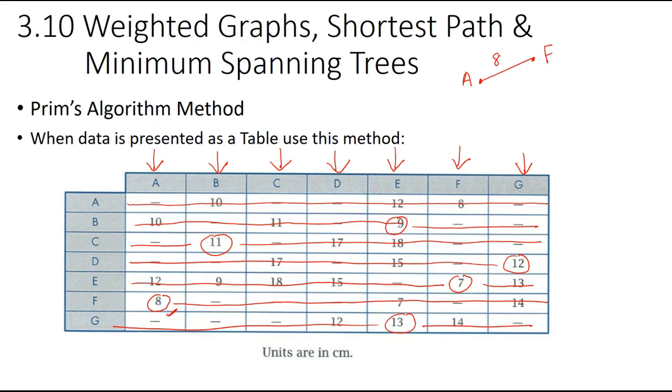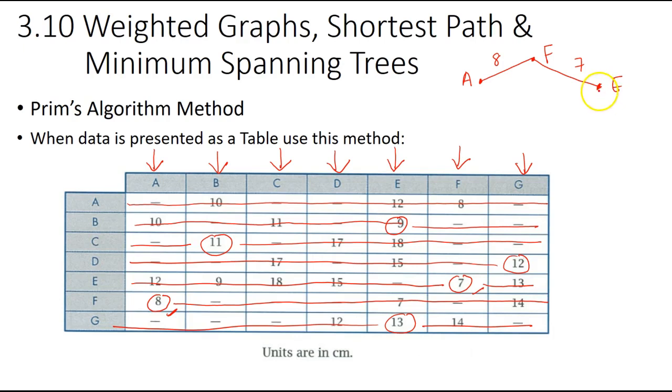Right, and A, let me see if A is connected to anything else. No. F, let's look at F. F isn't connected to anything else. A is connected to F. And then I have F is connected to E. F is connected to E by 7. So this one I've done.